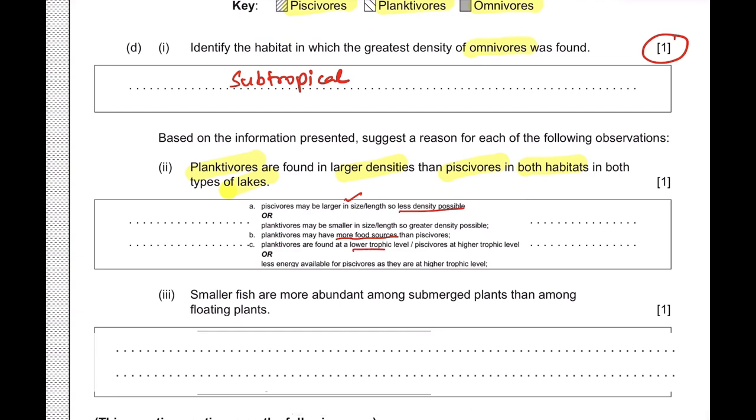Planktivores at a lower trophic level or higher trophic level, you can talk about that. So general information: less energy available, because piscivores are the next trophic level, so being the higher trophic level, less energy available, so less number. So the first point that comes to mind, I think, is this, which is the theory part as well, after getting the information of the eating habits, and then other things also can be correct.